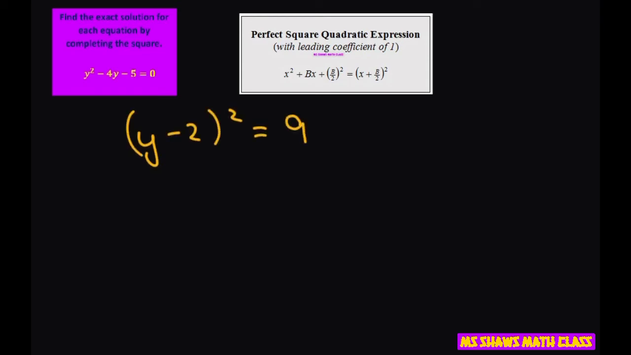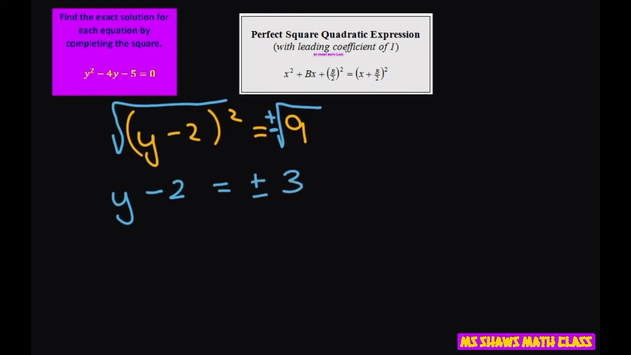Now what we're going to do is square root both sides. And don't forget, when you square root both sides for solving for y, you have to do plus and minus here. So always do plus and minus. So you get y minus 2 equals plus or minus 3. And then you add 2 to both sides. So you get y equals plus or minus 3 plus 2.